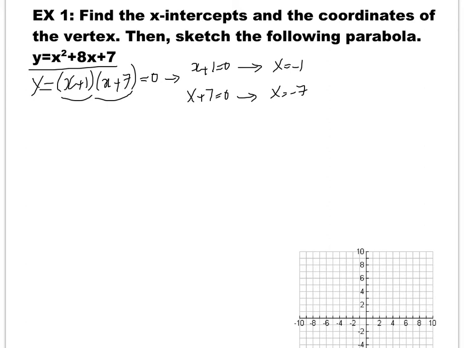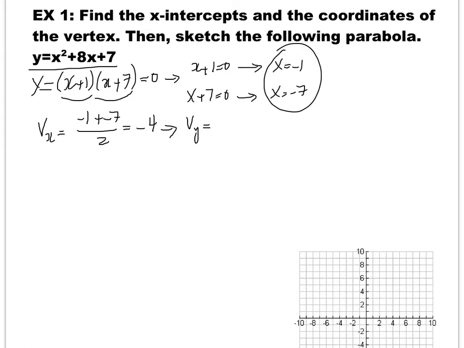Now, to find the x-coordinate of the vertex, I add these two and then divide by 2. So negative 1 plus negative 7 divided by 2 is going to give me negative 8 divided by 2, which is negative 4. To find the y-coordinate, I substitute negative 4 back in the equation instead of x, and then I simplify. And when you simplify, you get negative 9. So the vertex is negative 4, comma negative 9.